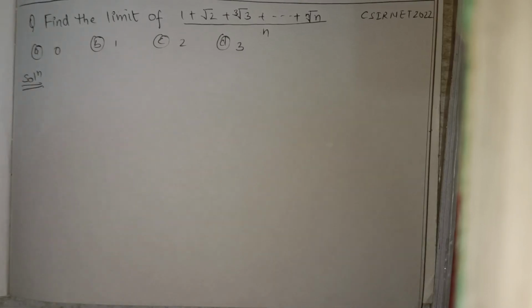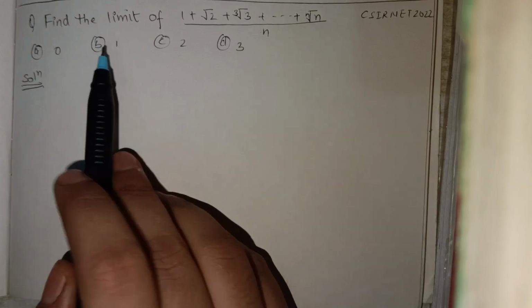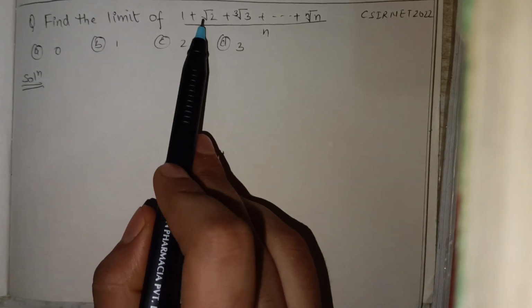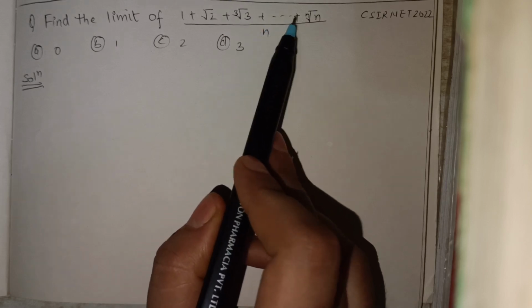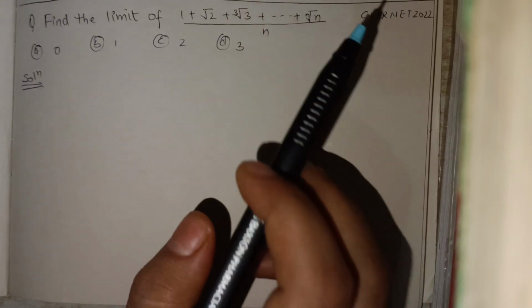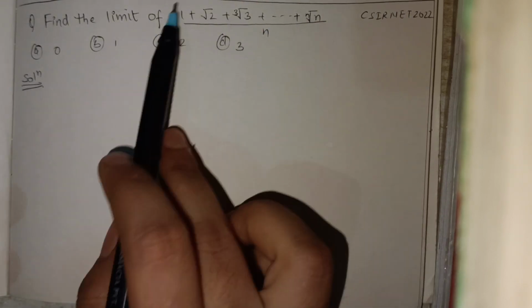In this video lecture, I am going to discuss the next PYQ of real analysis asked in CSIR 2022. So our question is, find the limit of (1 + √2 + ∛3 + and so on up to the nth root of n) upon n. Here we have to find the limit of the sequence.